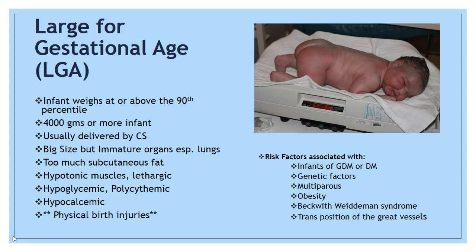Also, moms who have more than one kid, so your multiparous moms, especially if they have not had a long period of time between pregnancies, their babies for every subsequent pregnancy tends to be a little bigger than the last one. Moms who have obesity, and you don't have to really worry about Beckwith-Wiedemann syndrome. It's a genetic disorder that causes babies to overgrow, basically. And also, LGA babies are at a greater risk for a congenital heart anomaly called transposition of the great vessels.